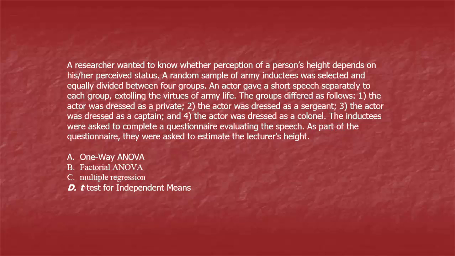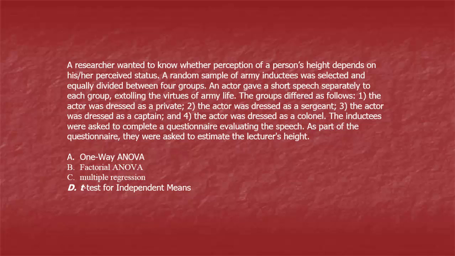So, could it be a one-way ANOVA? Well, we do have more than 2 groups here. So that seems to make sense. A t-test, for example, will only work if we just have 2 groups. A t-test for independent means would only work if we have 2 conditions, 2 levels of our independent variable. So D is wrong because we have 4 different levels. So it's not D. How about multiple regression? Would that make any sense? Would C make any sense?